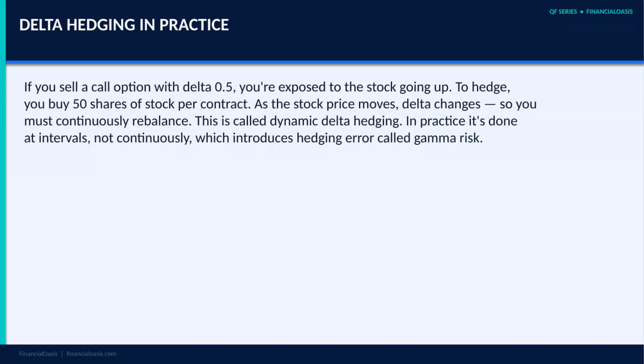If you sell a call option with delta 0.5, you're exposed to the stock going up. To hedge, you buy 50 shares of stock per contract. As the stock price moves, delta changes, so you must continuously rebalance. This is called dynamic delta hedging. In practice it's done at intervals, not continuously, which introduces hedging error called gamma risk.